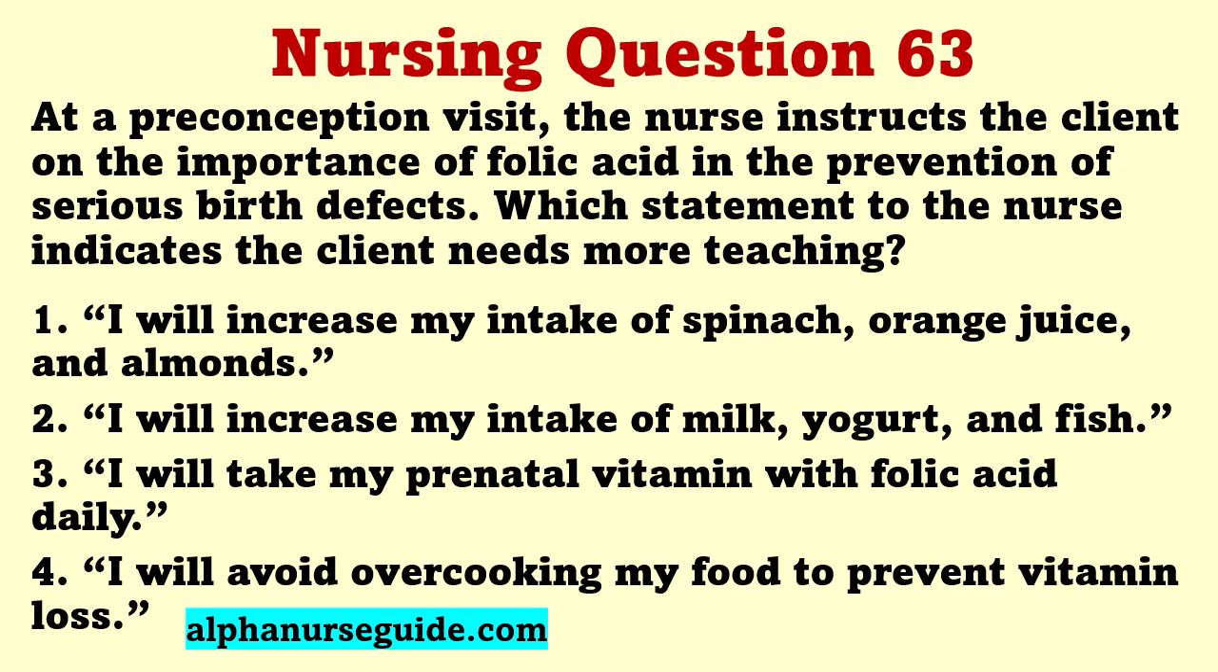The correct answer is 2. I will increase my intake of milk, yogurt, and fish. Milk, yogurt, and fish are not a source of dietary folic acid. Green leafy vegetables, citrus foods, and nuts, such as peanuts and almonds, are rich in folic acid. A prenatal vitamin with 400 micrograms of folic acid is recommended for a client preparing for pregnancy or a client who is pregnant or lactating. Folic acid can prevent neural tube defects, cardiac defects, and cleft lip or palate. Folic acid can be lost when overcooking foods.